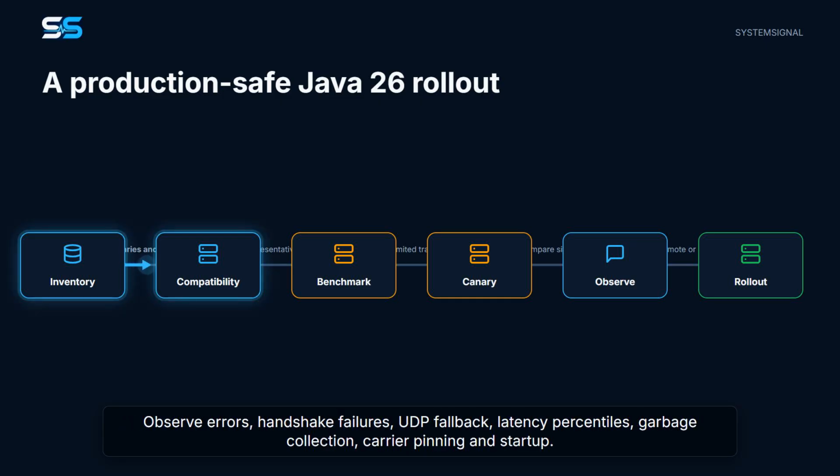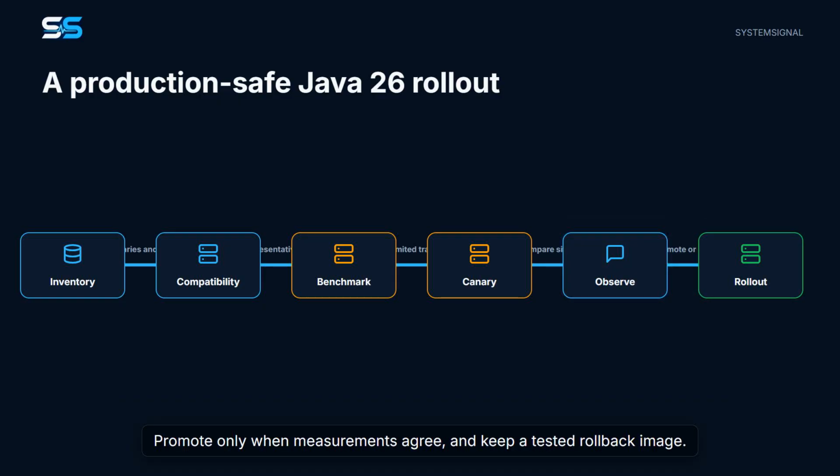Observe errors, handshake failures, UDP fallback, latency percentiles, garbage collection, carrier pinning, and startup. Promote only when measurements agree, and keep a tested rollback image.